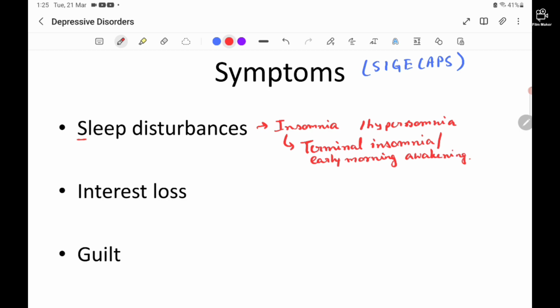Now, do all the people who get up early in the morning suffer from depression? Obviously not. The thing is, the sleep time is less. We know that the sleep time should be approximately 8 hours in every individual. So the sleep time is less, but still the person is waking up early in the morning. This is terminal insomnia.